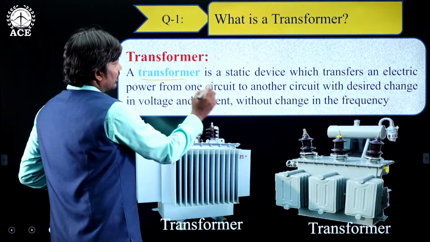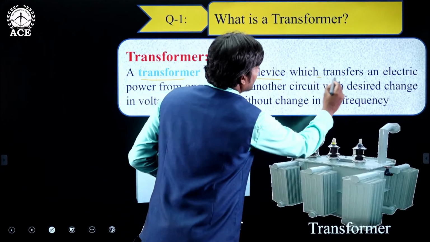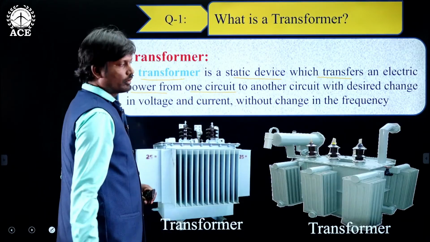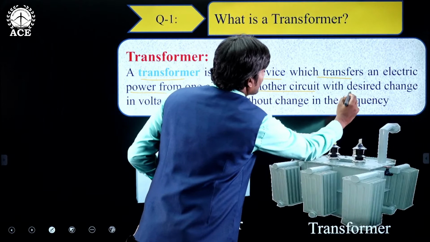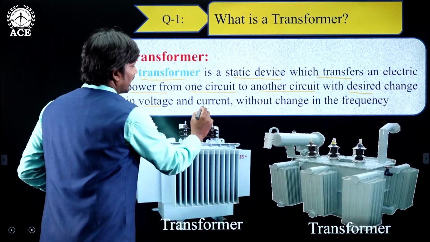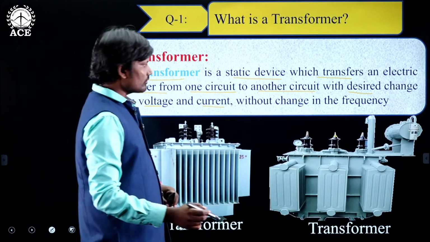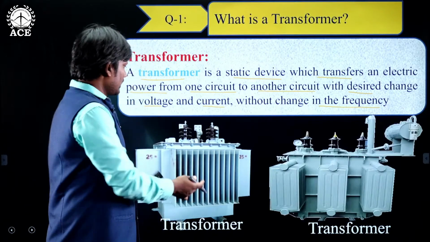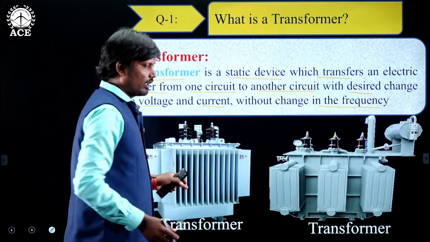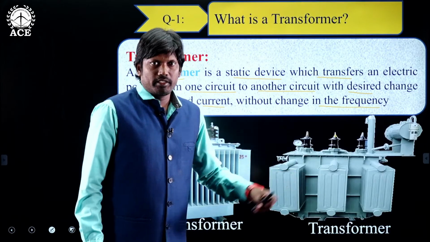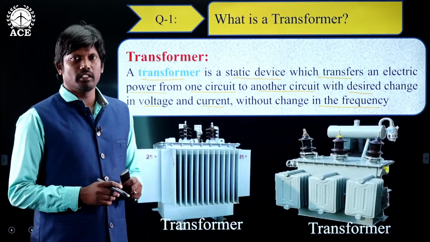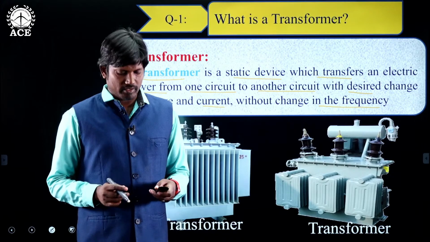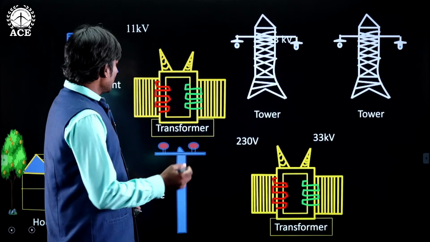A transformer is a static device which transfers electrical power from one circuit to another circuit with the desired change in voltage and current but without change in the frequency. This is the definition of the transformer. This is the circuit diagram, the figure of the transformer. For better understanding of the concept, I am using a small animation. See here, this is our transformer.